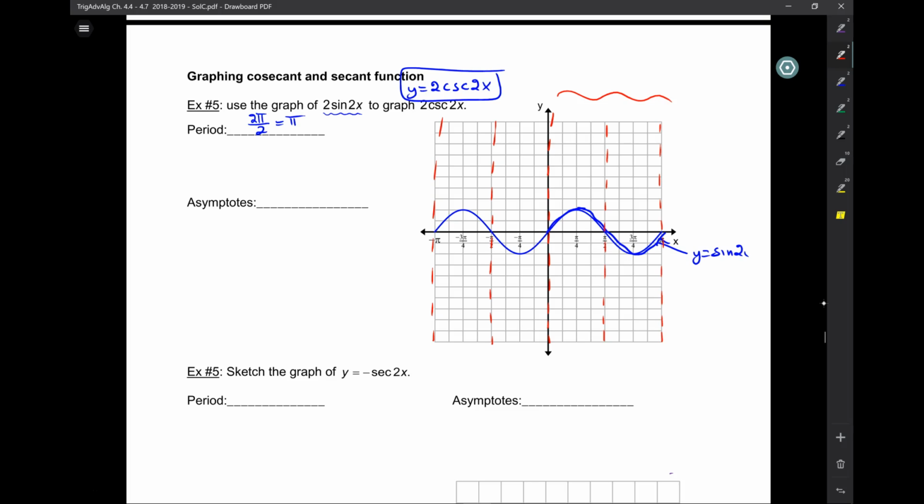So now, in order to draw the cosecant, first let's see where the asymptotes were. I have an asymptote at x equals 0, at x equals pi over 2 and negative pi over 2, and pi and negative pi, right? So plus or minus pi. Okay. So now, how does the cosecant look?